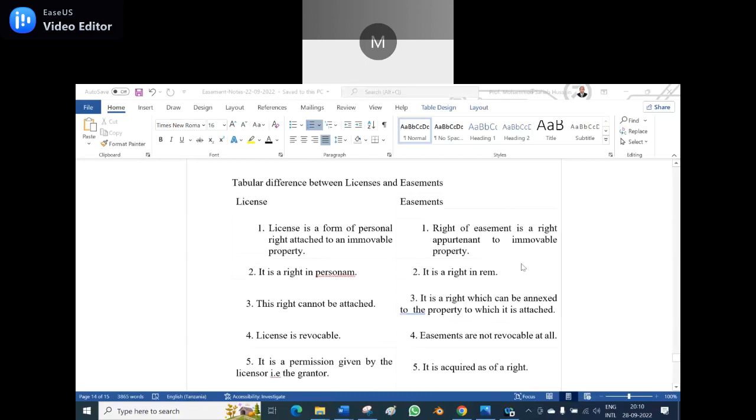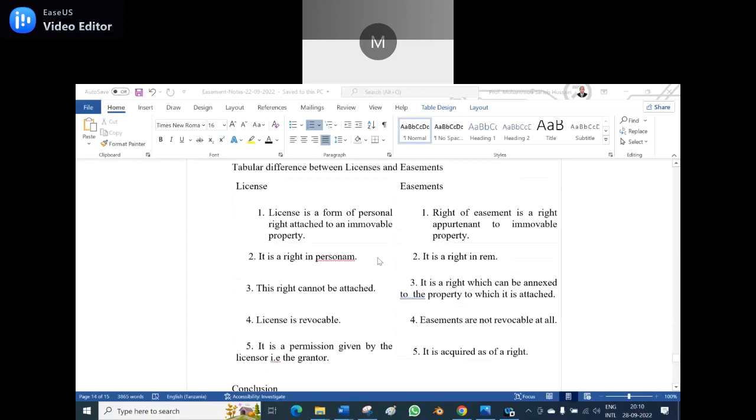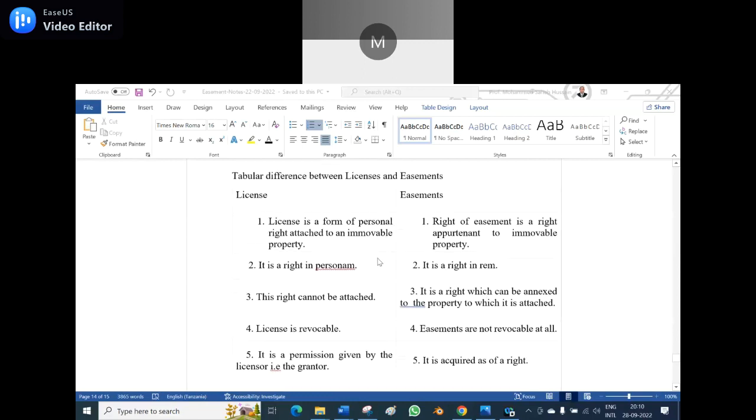And the second point is, a license is a right in personam, because the license will be given to a particular person. When it comes to easement, it is a right in rem. Easement is a right in rem against the whole world.